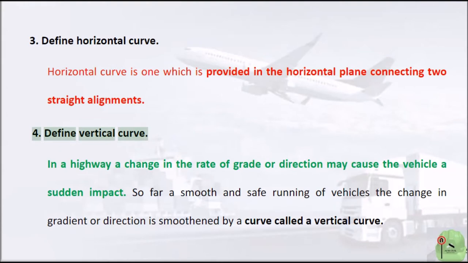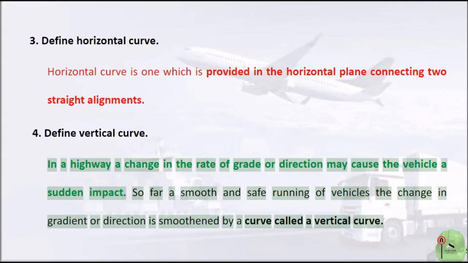4. Define vertical curve. In a highway, a change in the rate of grade or direction may cause the vehicle a sudden impact. So for a smooth and safe running of vehicles, the change in gradient or direction is smoothened by a curve called a vertical curve.